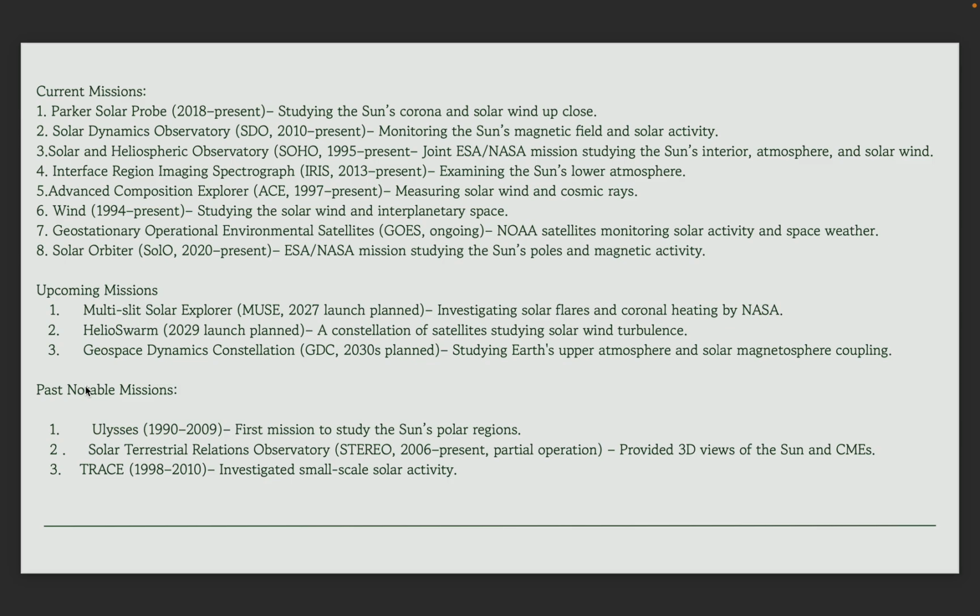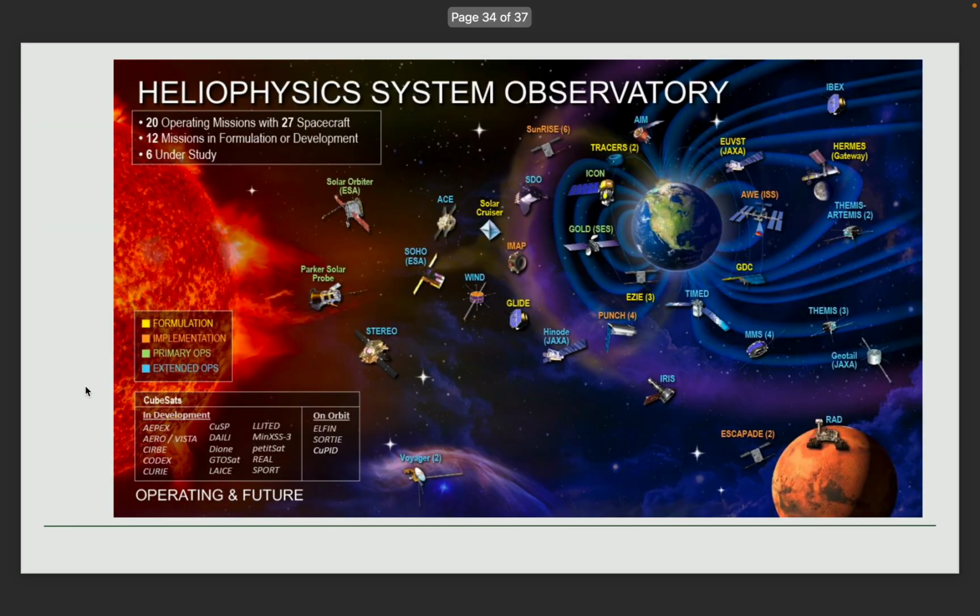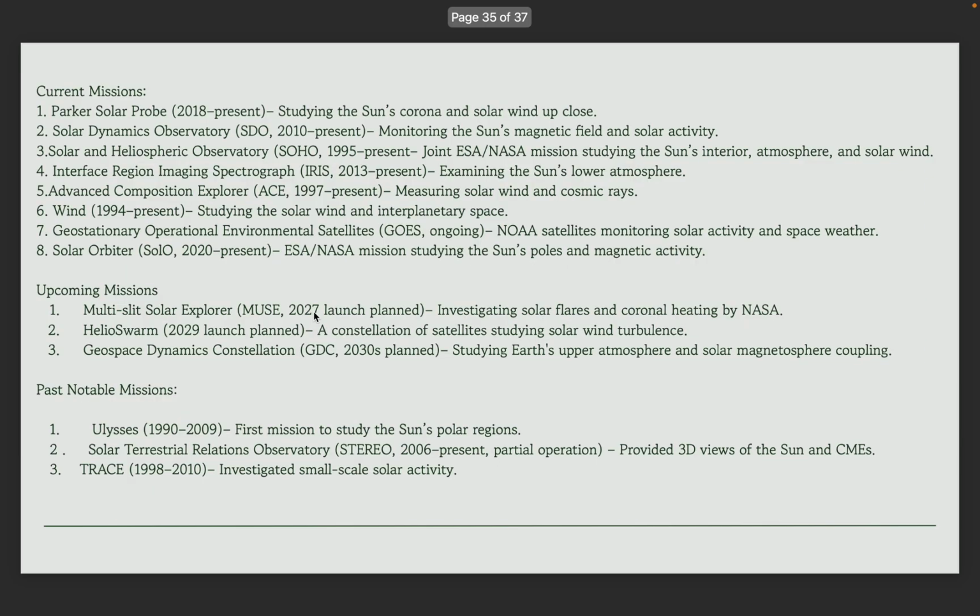One of the current missions is the Parker Solar Probe. It is a NASA mission and studies the solar corona and the solar wind very closely. Parker Solar Probe is the closest mission to the sun. And Solar Dynamics Observatory, or SDO, from 2010 to present, monitors the sun's magnetic field and the solar activity.